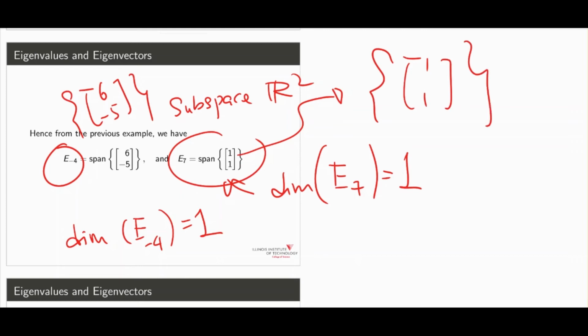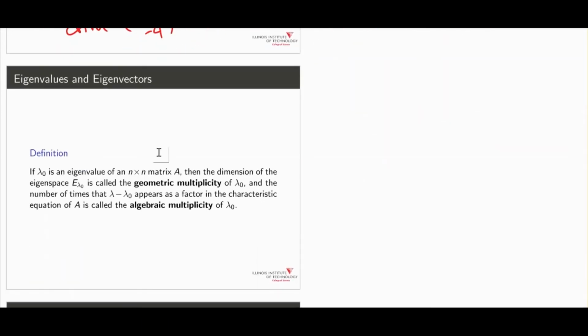So they have one vector in the basis. So that gives us the dimensions. Now, look at this definition here. If you have an eigenvalue, let's call it lambda naught, of a matrix, the dimension of the eigenspace is called the geometric multiplicity of that eigenvalue.